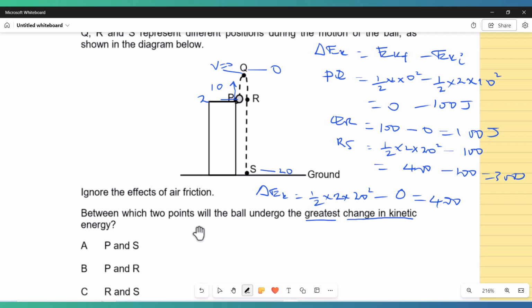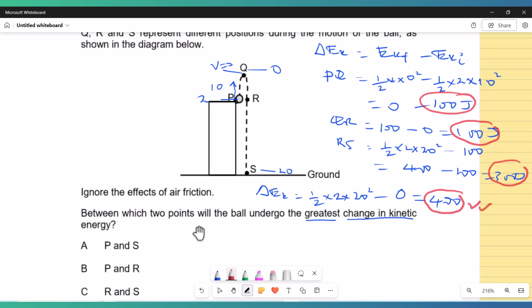Now if you look at these answers here, which one is greatest? We have the 400, we have the 300, then we have the positive 100 and the negative 100. So they said, between which 2 points will the ball undergo the greatest change in kinetic energy? Because 400 is the biggest of these, our answer is going to be between point Q and point S.